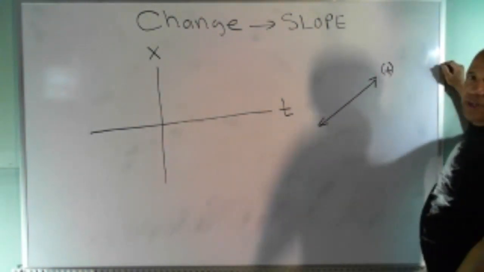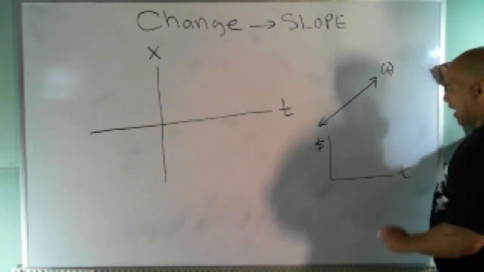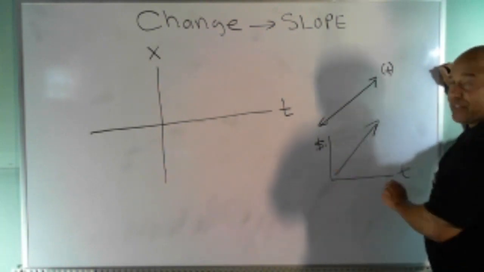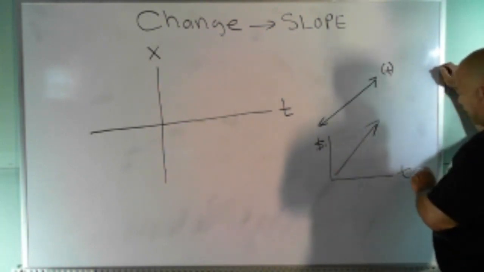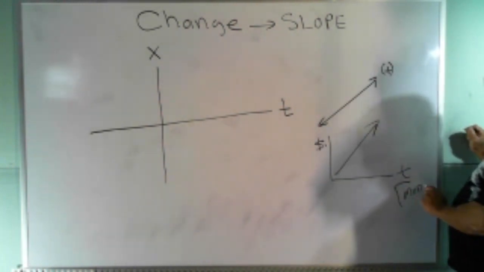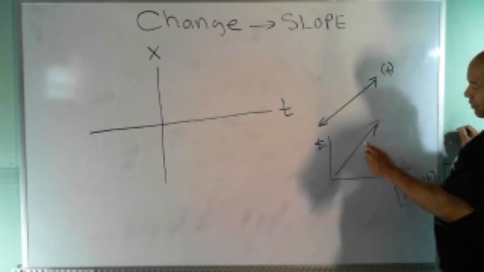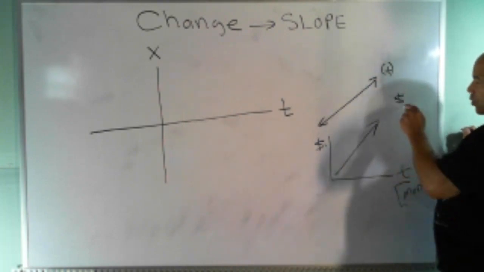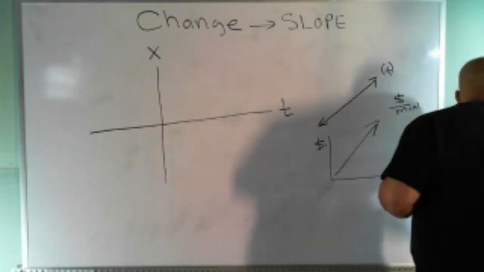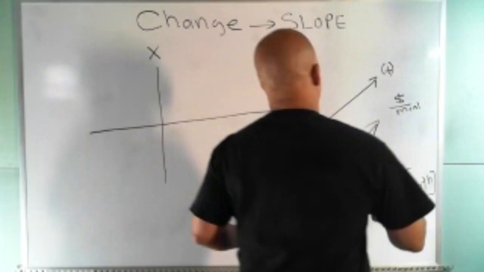Whatever it is, it's increasing. If I have money in the bank, and this is the time I have that money in the bank, if I show this, that means my money is increasing. If this is in months, and this is in dollars, if I take the slope of this, I get dollars per month. That's a change.